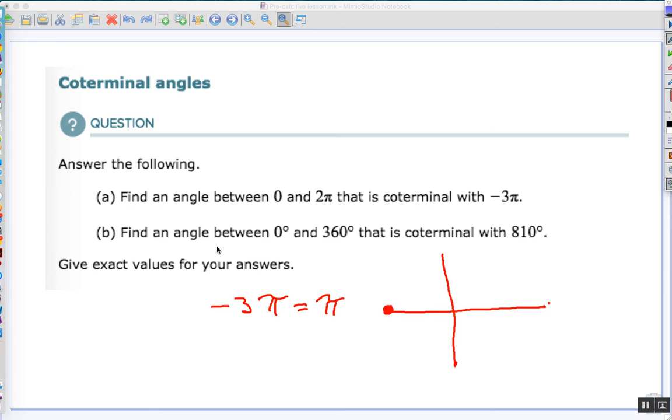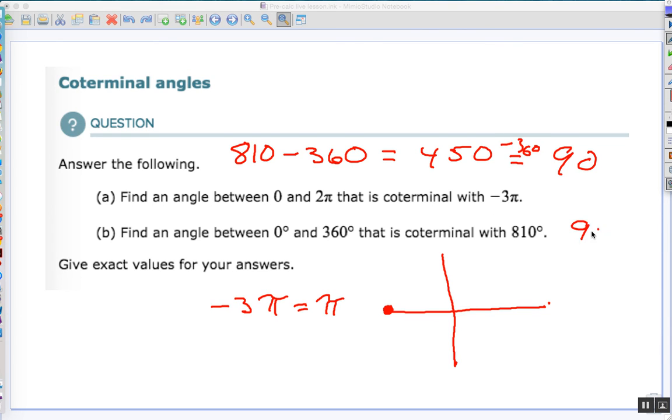All right, find an angle between 0 and 360 that is coterminal with 810. Well, again, I want to subtract 360 from 810 because that takes me around the unit circle once. And that puts me at 450. Well, that answer's still not between 0 and 360, so we're going to subtract 360 again, and that puts us at 90 degrees. So 90 degrees is coterminal with 810 degrees.